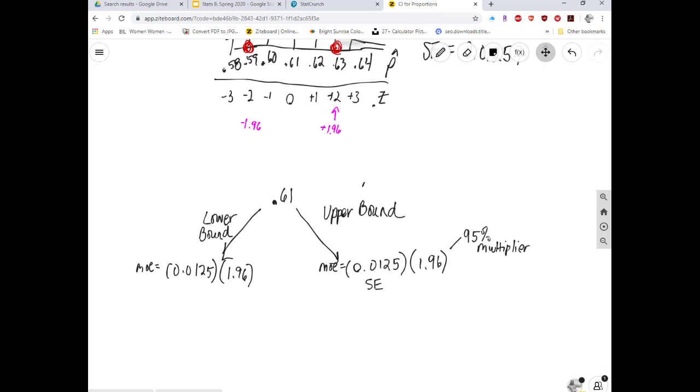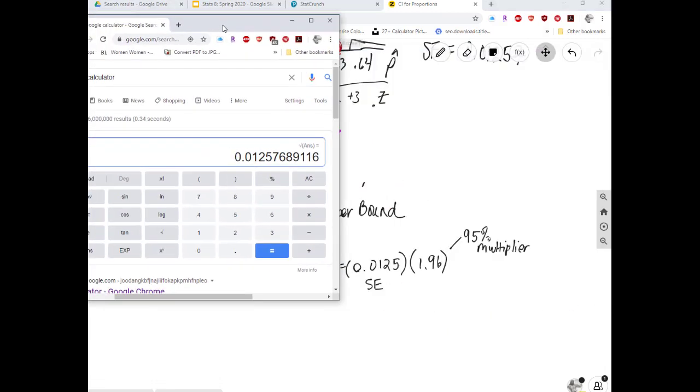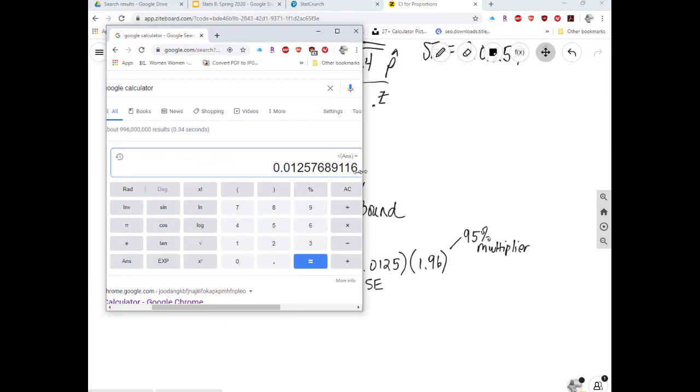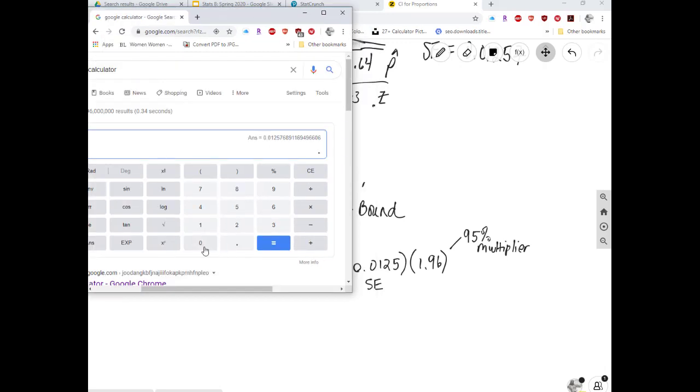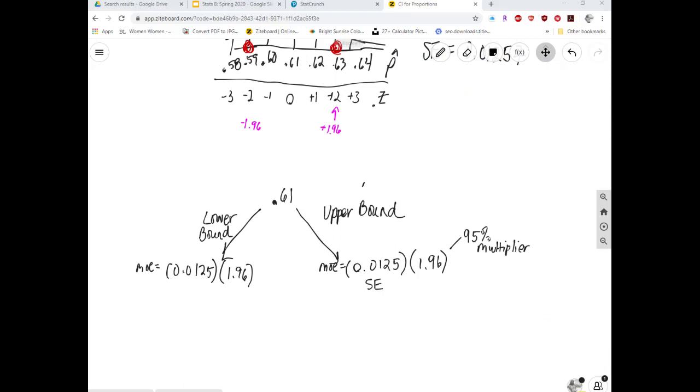So let's multiply what this is. So the margin of error is going to be, and see, I still have the unrounded one here, but for the sake of less cumbersome, I'm going to take 0.0125 times 1.96, and I get 0.0245. That is my margin of error. Put this in pink. MOE equals 0.0245. Now, is this going to be the same on this side?